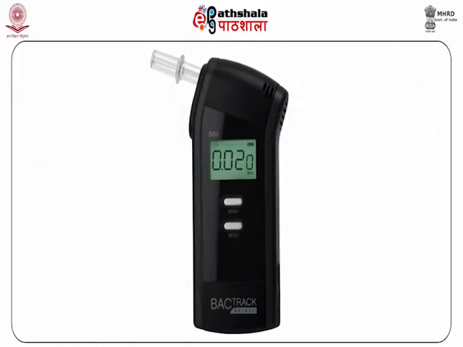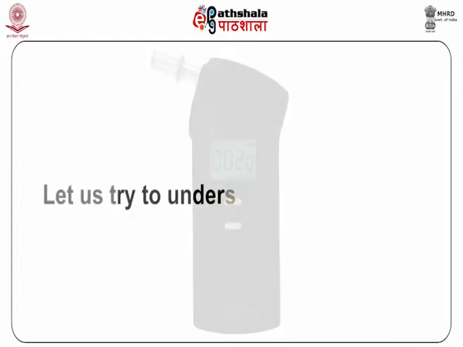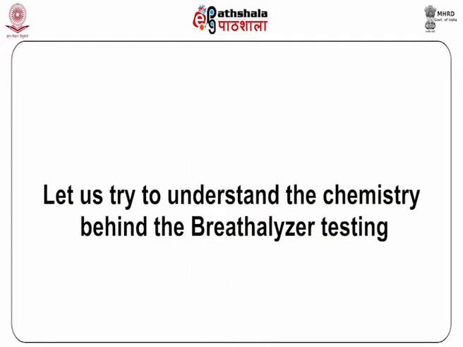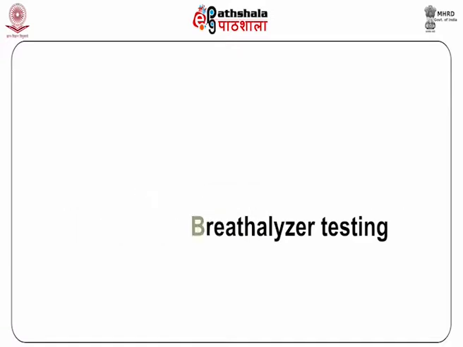When the valve is placed at the analyze position, the piston begins to drop, causing the trapped alveolar air sample to pass into a glass ampule that contains 3 milliliters of 0.025% potassium dichromate and 0.025% silver nitrate in sulfuric acid and water. Let us try to understand the chemistry behind the breathalyzer testing.